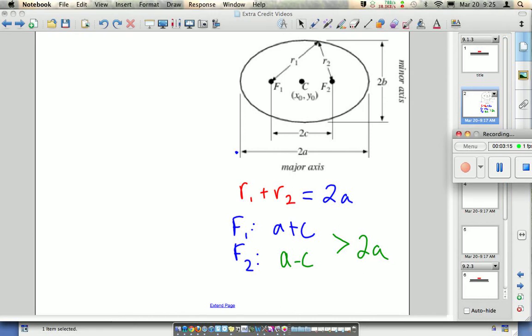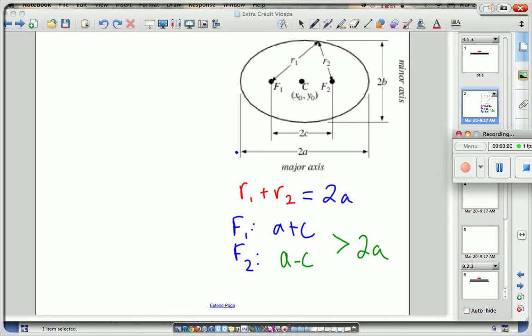A couple more things about this proof that we're doing. We're simply looking at x0, y0, which is actually going to be 0, 0. So our center is going to be at the origin. The next thing I want to remind us of is that this is a graph of an ellipse that is on the origin and has a major axis in the x direction.